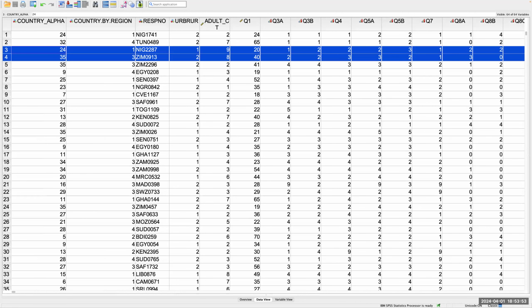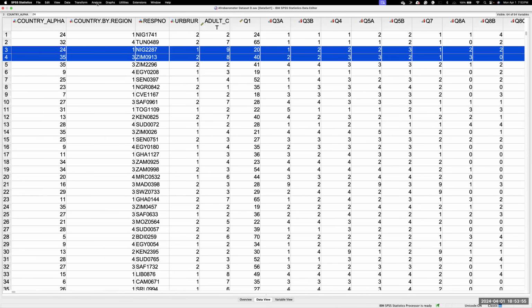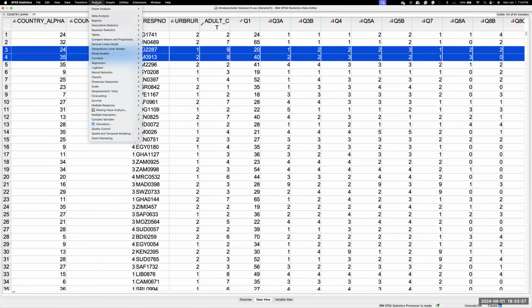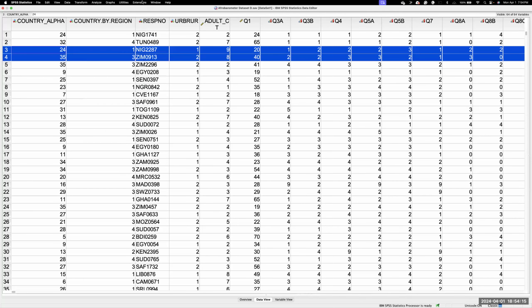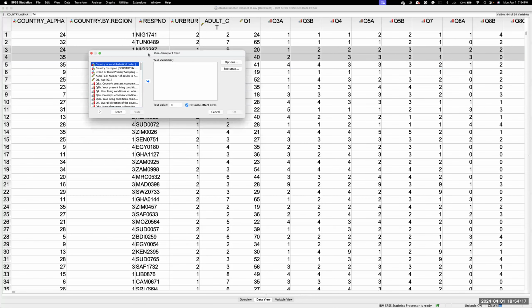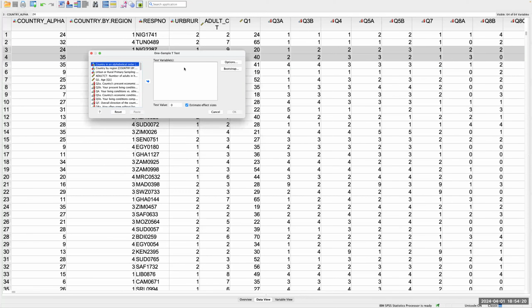So let's do that. We're going to go into Analyze, and again, remember, you're going to compare means. In comparing means, you have the one sample t-test, which is what this scenario is for. And we know that's the test to compare a sample to a test value. Exactly as you will see in your presentation, you have the test variable and you have the test value.